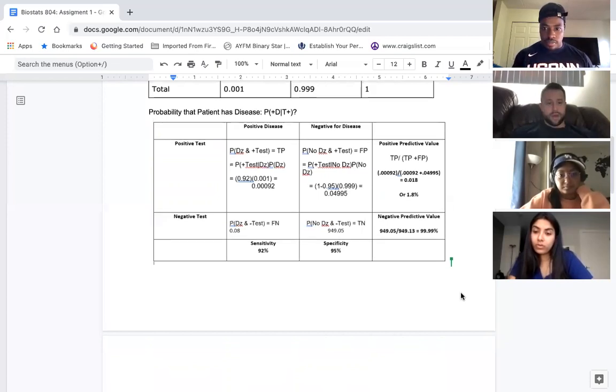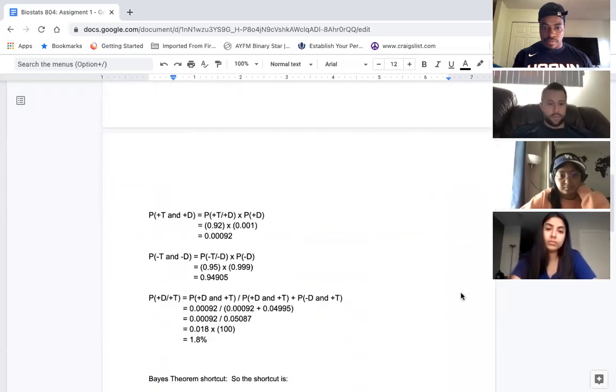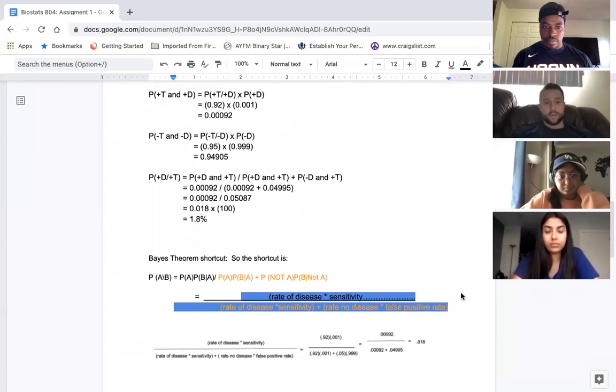As mentioned with the values above and shown in the contingency table, we will be solving for the positive predictive value. So the value of having the disease when also having a positive test. And as mentioned, that would be 0.00092 divided by the total positives, which is 0.05087, which equals 0.018, multiplied by 100 is 1.8%.